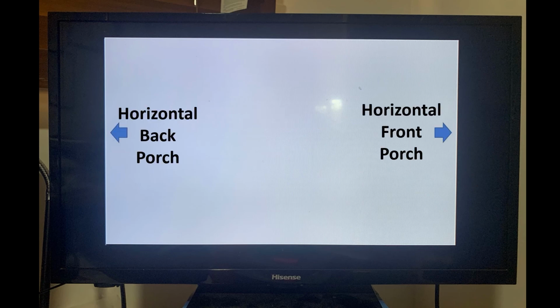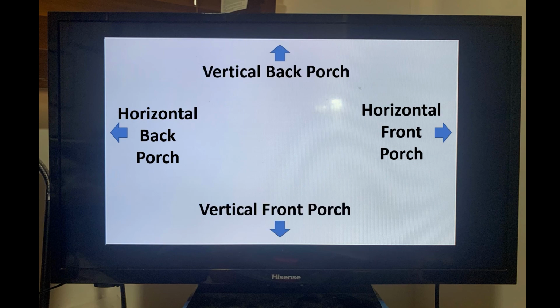And there we have it, a signal on a monitor. The white square in the middle is the active area. Then we have the horizontal back porch on the left and the horizontal front porch on the right, which is why I think they're backwards. And similarly, the vertical back porch is up the top and the vertical front porch is down the bottom.